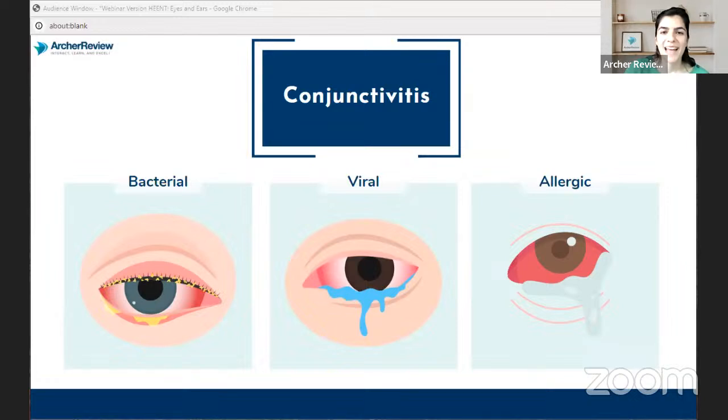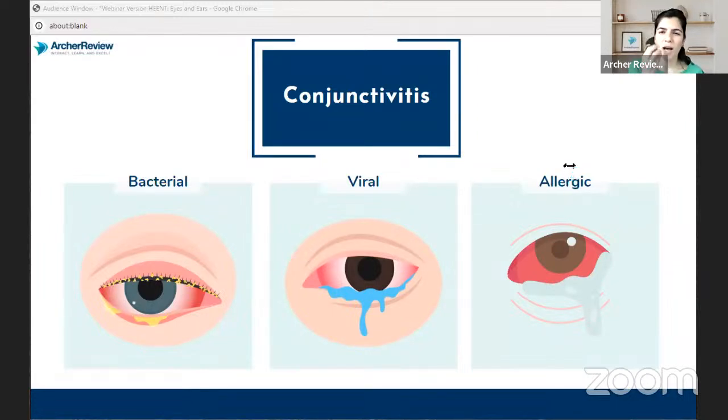I'm sure, yes, both eyes. Awesome job, Andrea. So allergic conjunctivitis is going to be both eyes. Viral and bacterial are most likely unilateral. Allergic conjunctivitis is going to be bilateral, and you're going to see some other symptoms of allergies with that too.